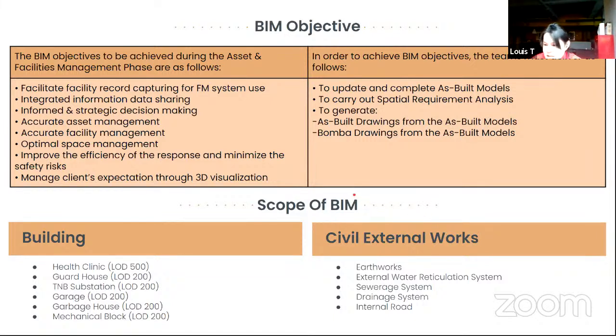Okay, so like I mentioned just now, BEP is like a contract. So the main objective is all listed in the contract. So everyone will know, follow, and must try to achieve the objective. And then it also indicates the scope of BIM for this project. The health clinic can go further, up to level of detail 500, while the rest of the buildings are only constructed up to 200, because it is for 3D modeling purposes. So next.